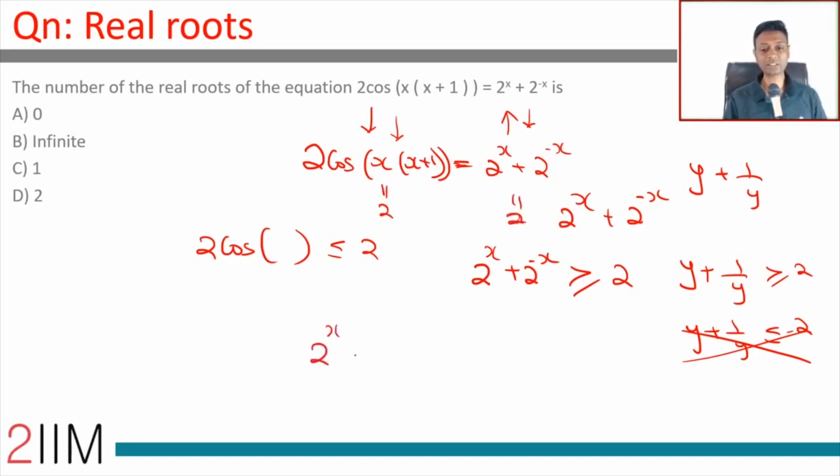So 2 power x plus 2 power minus x. When will it be equal to 2? Sorry, when 2 power x is 1, not when x is 1, or when x is 0. 1 plus 1 is 2. When x is 1, it becomes 2 plus 1 by 2. When x is minus 1, it becomes 1 by 2 plus 2. That doesn't work. X has to be 0. 2 power 0 plus 2 power 0 is 2. And so x equal to 0 works.